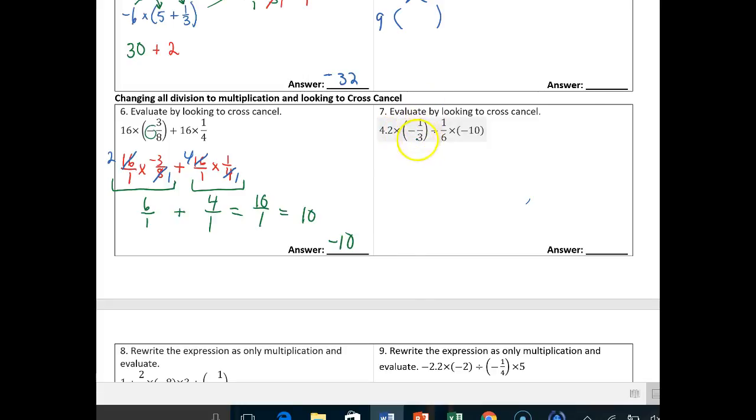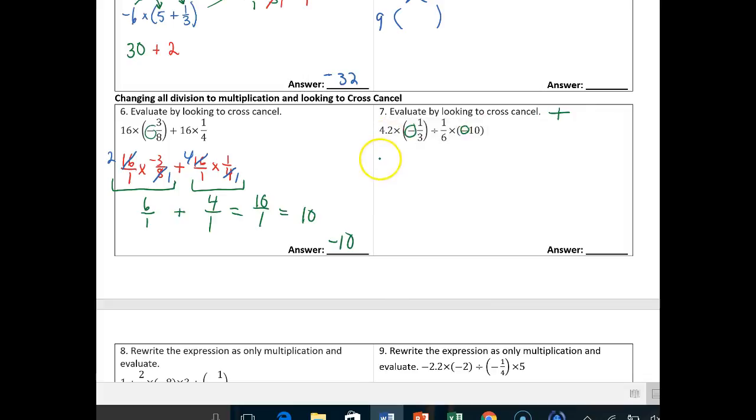4.2 times negative 1/3 divided by 1/6 times negative 10. Whole bunch of stuff going on there. Let's change everything to fractions first. Then let's change everything to multiplication since we have a division sign. Also notice that we have 2 negatives, so my answer here is going to be positive. So I can basically forget about the negatives.